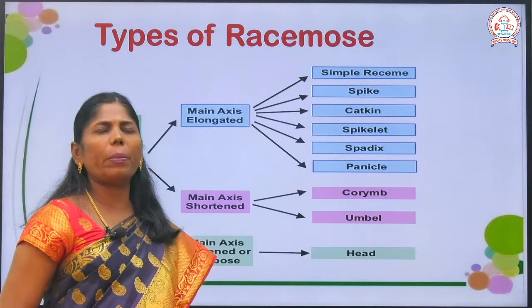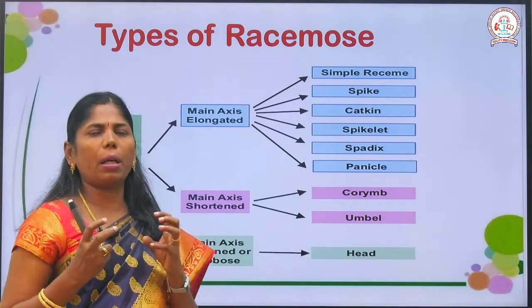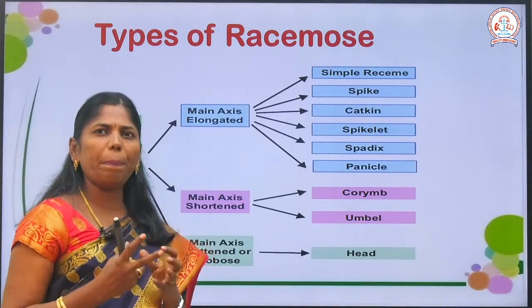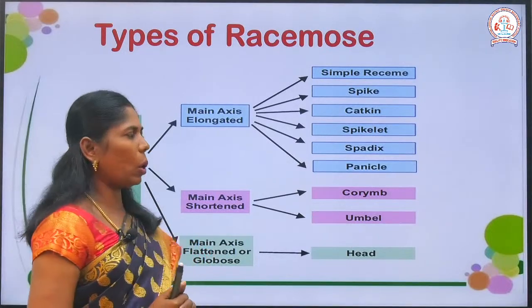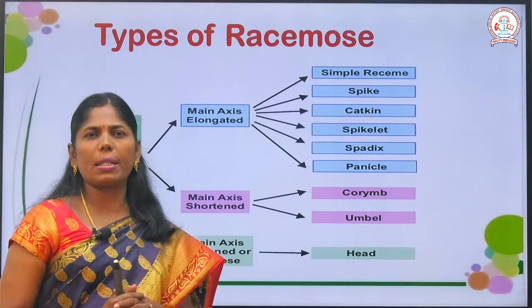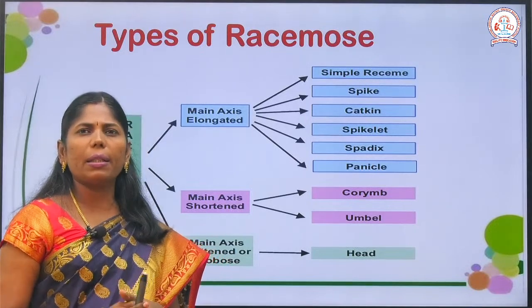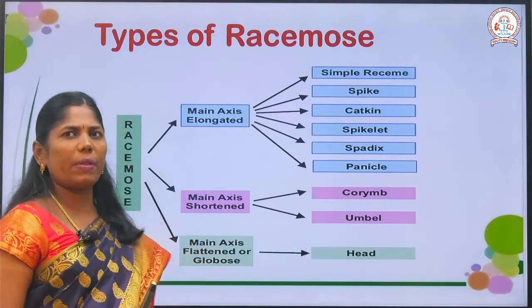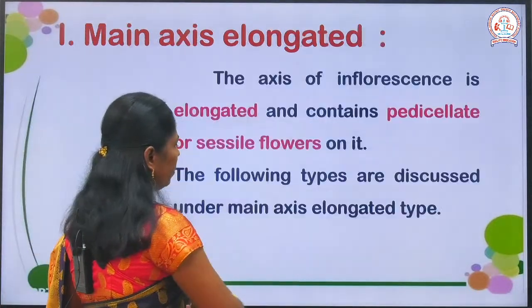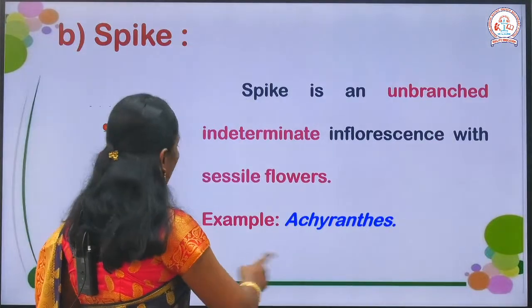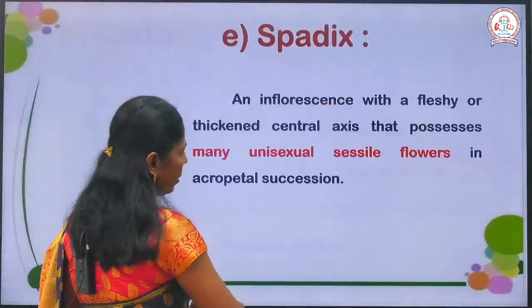What is the corymb? That is simple corymb and compound corymb. We studied simple umbel and compound umbel. Main axis flattened or globose: we studied the head inflorescence, with two types of florets, ray and disc florets. Next we are going to enter the Cymose manner.